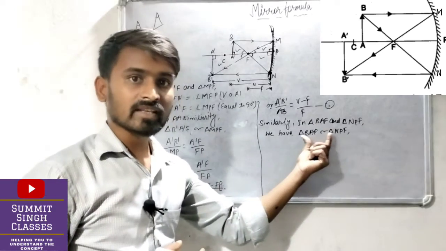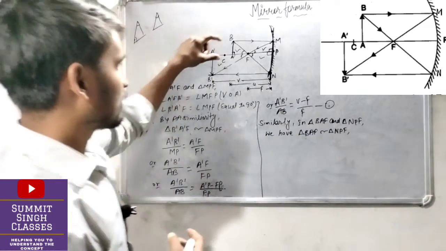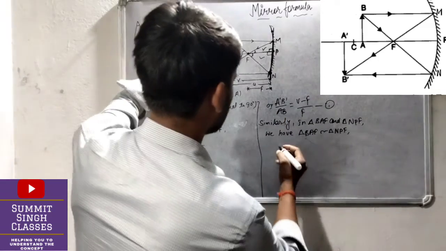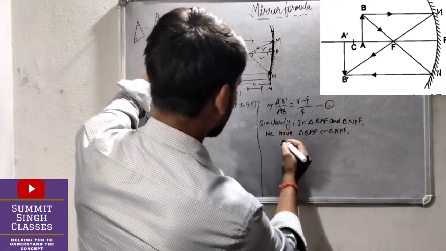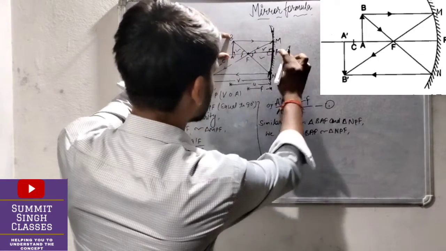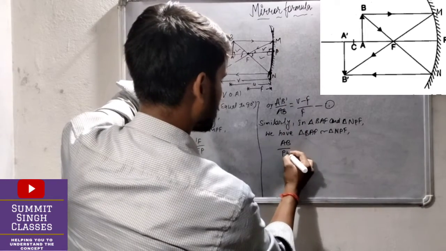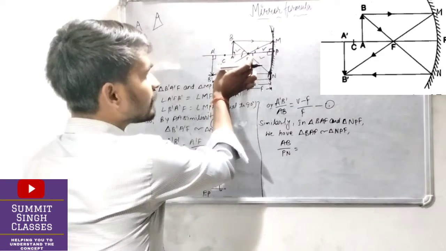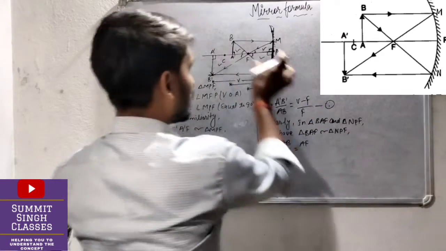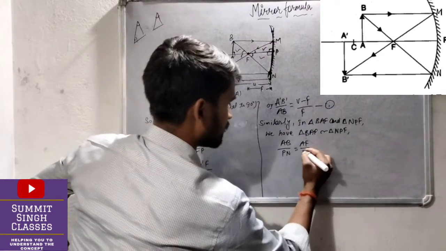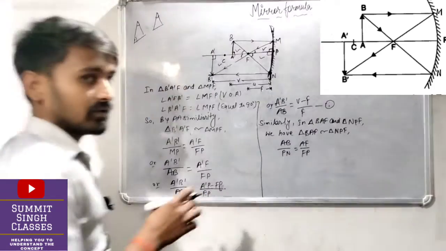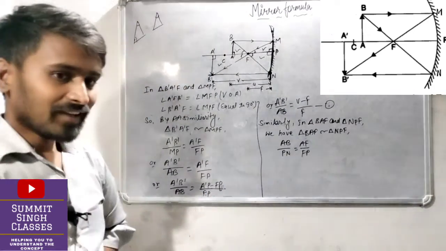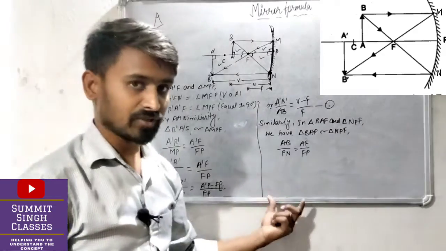Their corresponding sides have the same ratio. Then we can write, if we take AB, its corresponding side is PN. AB by PN will be equal to AF by FP, where AF's corresponding side is FP. Do you understand? I hope you understand that the corresponding sides are in equal ratio.